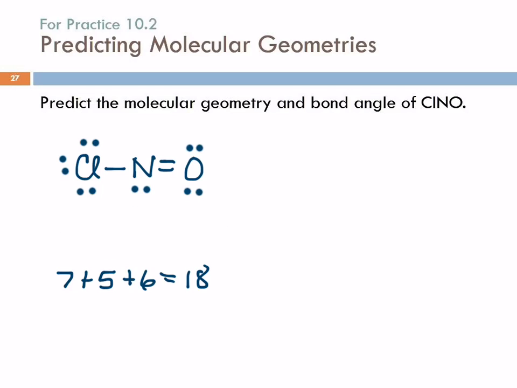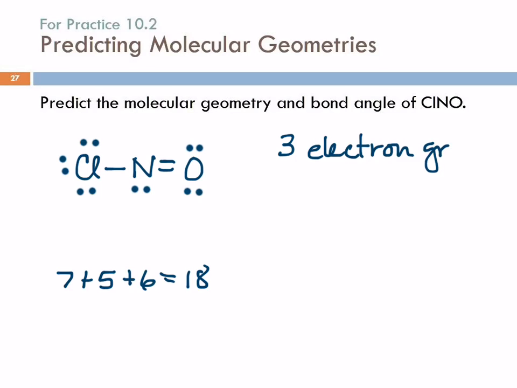How many electron groups are on the central atom? 3. A single bond, a double bond, and a lone pair. A double bond is 1 group, because in this double bond there's 4 electrons. I understand why sometimes you think that's 2 groups. It's 2 pairs, but we're not talking about pairs, we're talking about groups. Those 2 pairs of electrons are stuck between the nitrogen and the oxygen. They can't move away from each other. So we have 3 electron groups.